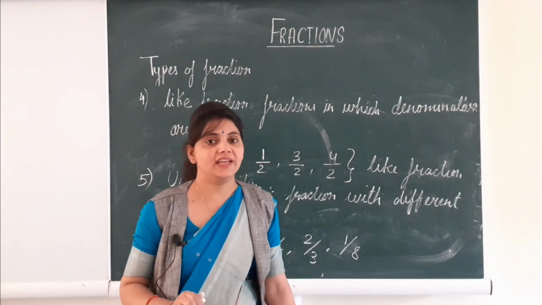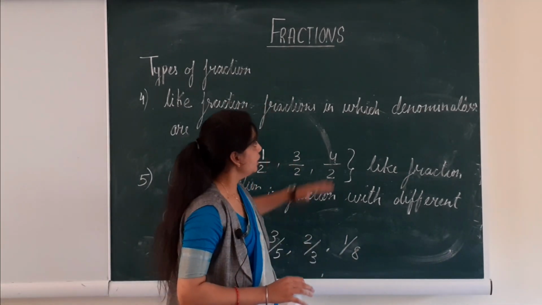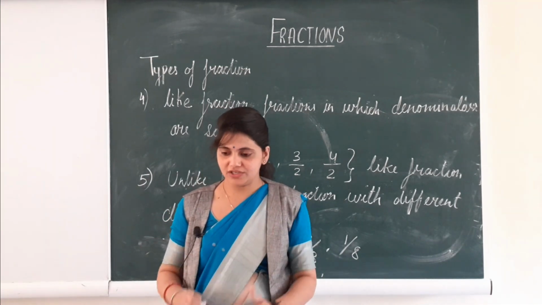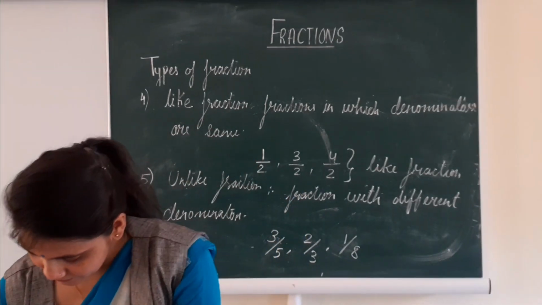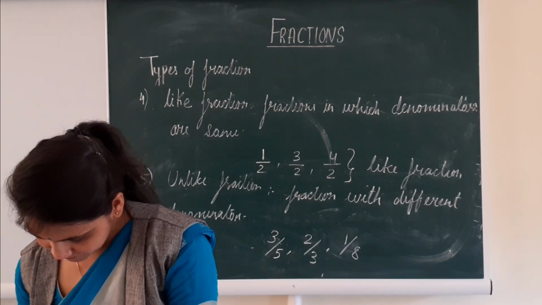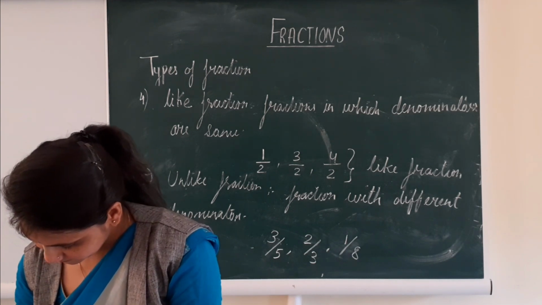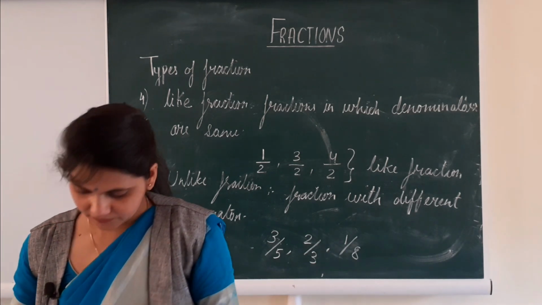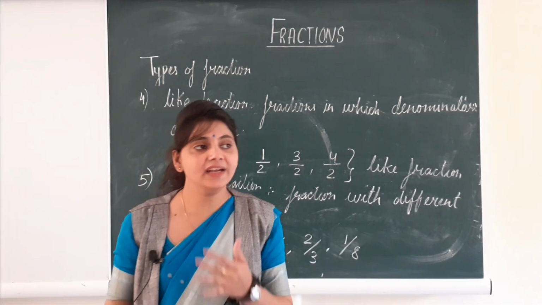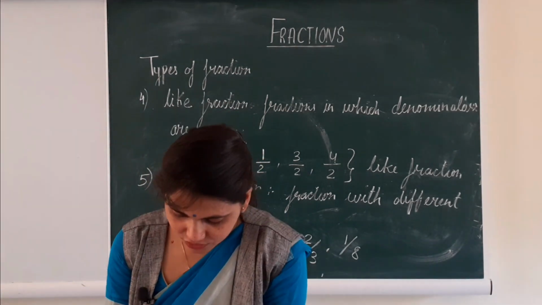Now, in your book, in exercise 6.2, some questions were there. We have to filter out like fractions and unlike fractions. You have to put tick in the like fraction and unlike fraction, which is given in your book. So solve it.